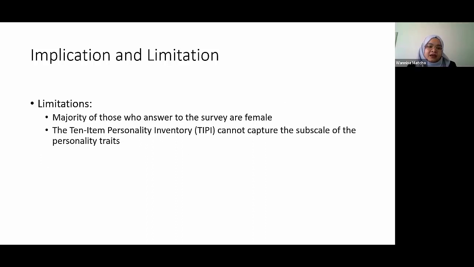And some limitations of our study: the majority of those who answered the survey are female. Therefore, our study might be biased by gender, and we used only a 10-item personality inventory to increase the level of participation in this study. So it might not capture some subscales of the personality test as accurately as a longer survey or questionnaire. And we used unsupervised machine learning to detect the learning tactics and strategies. Therefore, we need to interpret our findings according to theory.